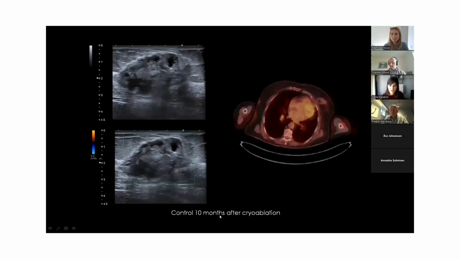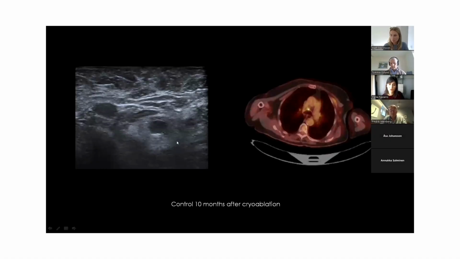And this is the evolution 10 months after. We see locally in the breast, fat necrosis area, no vascular flow, and very important, no uptake in PET scan. And the same with the axilla. We see in ultrasound this hyperechoic area peripheral to the node, which is normal after cryoablation, and no pathological uptake in PET scan. And we also didn't see any new lymph nodes positive. So here we achieve local control in the breast and also in the axilla.